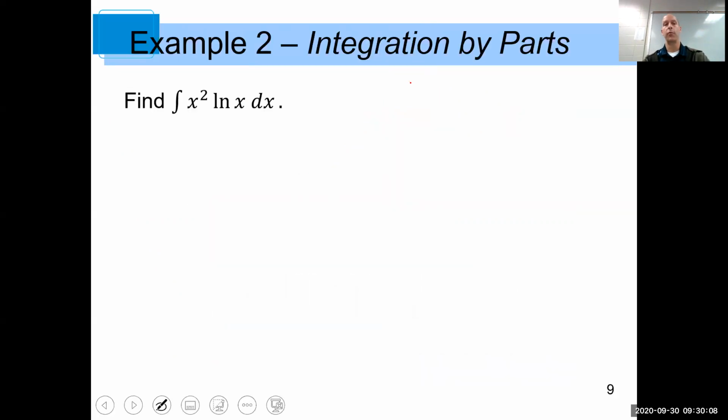Let's look at another example here. This is similar to the first one, except now instead of x, I've got x squared. Instead of e to the x, I've got the logarithm of x.